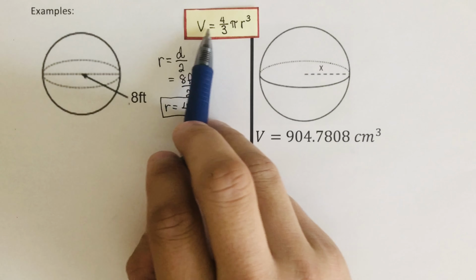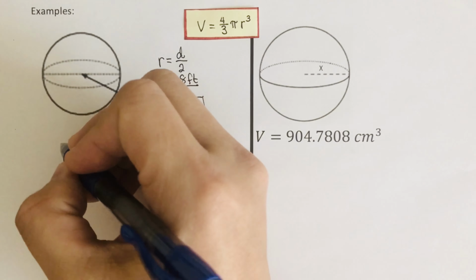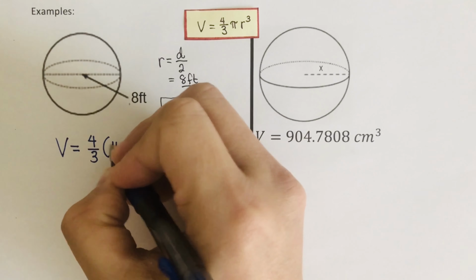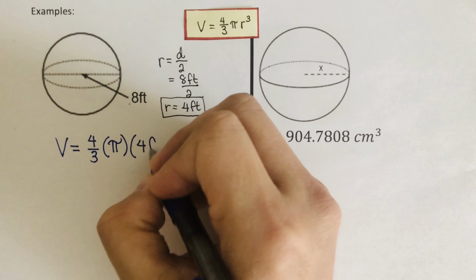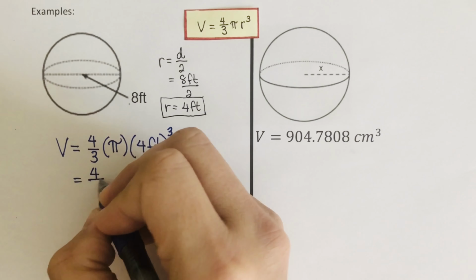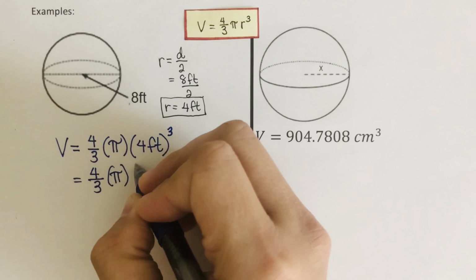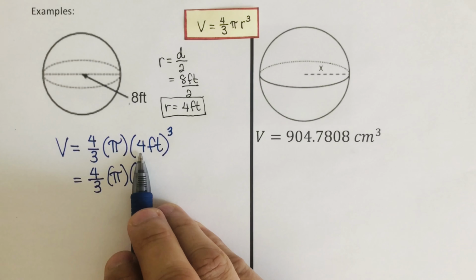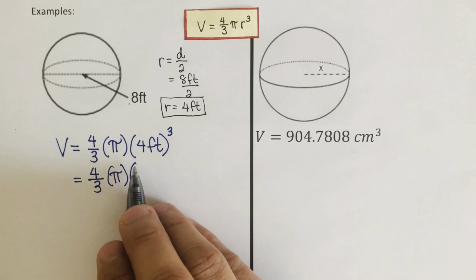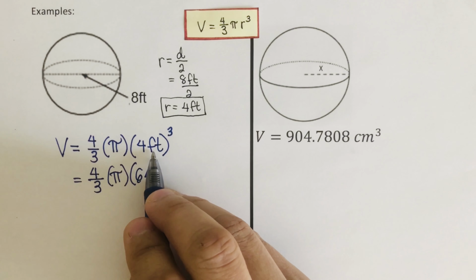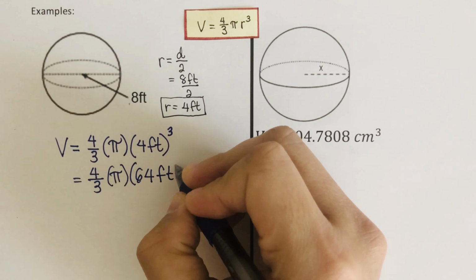So we go ahead and plug this into the equation. Volume is equal to 4 over 3 pi, and our radius is 4 feet, which we cube. So this becomes 4 over 3 pi times 4 times 4 times 4. When we say cubed, by the way, it means 4 times 4 times 4, so we multiply the number 3 times. 4 times 4 times 4 is 64. And feet times feet times feet is cubic feet.